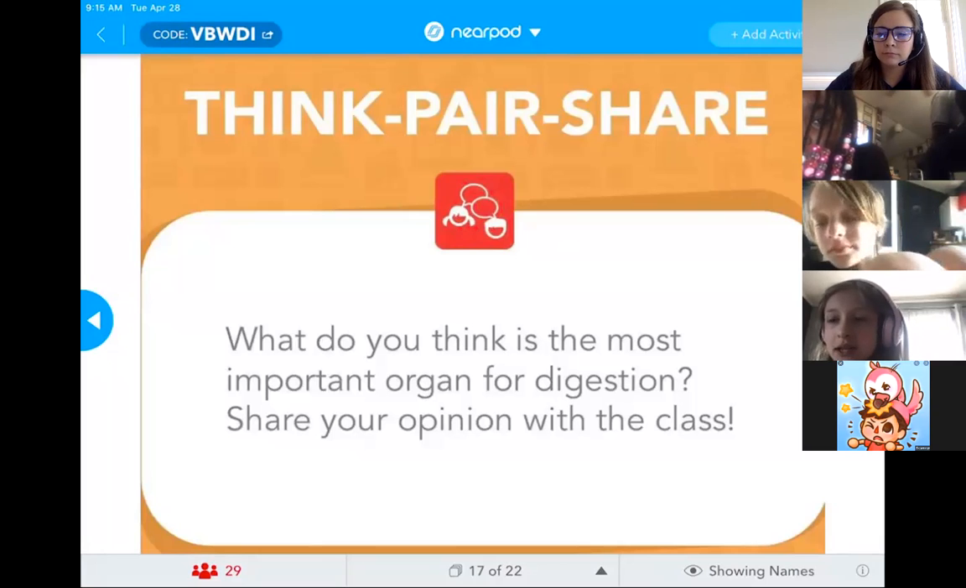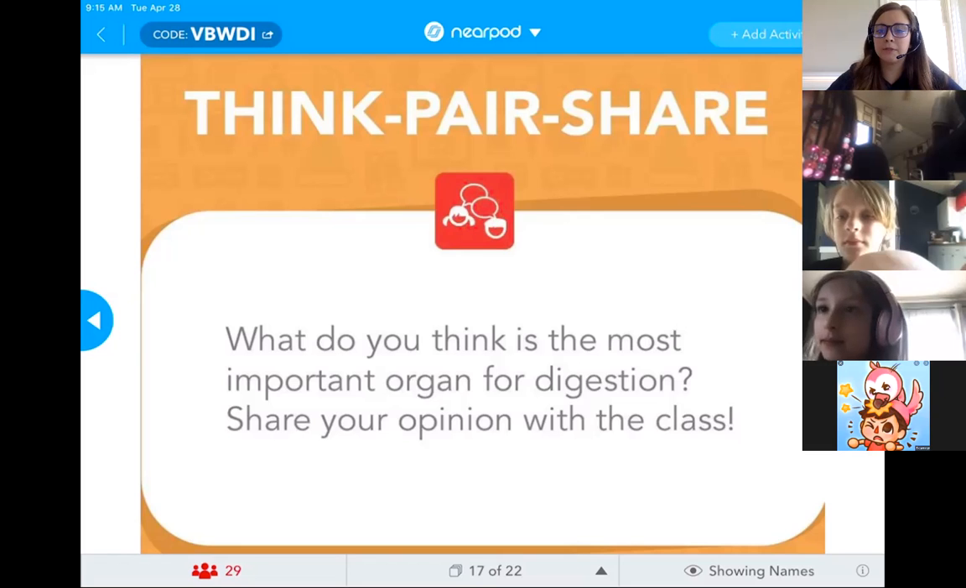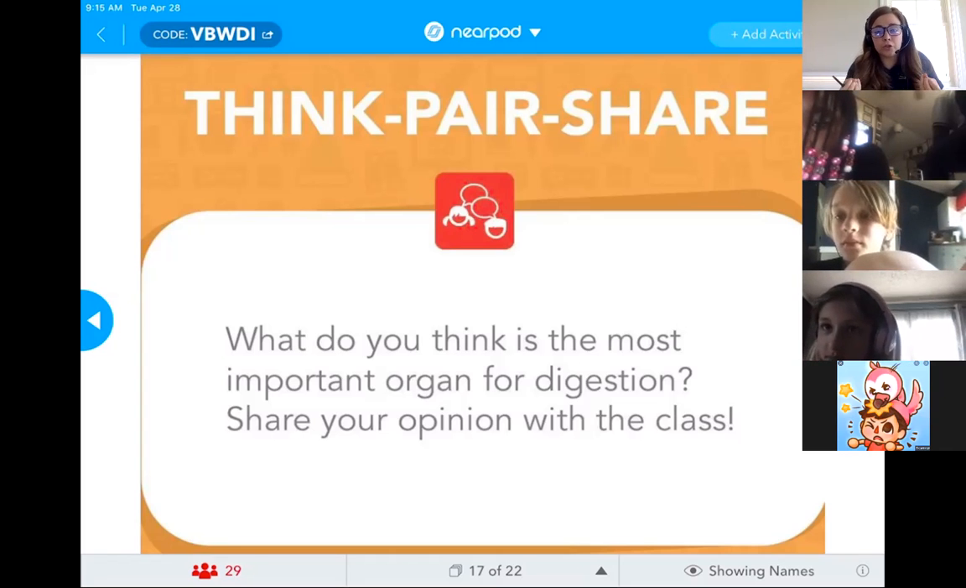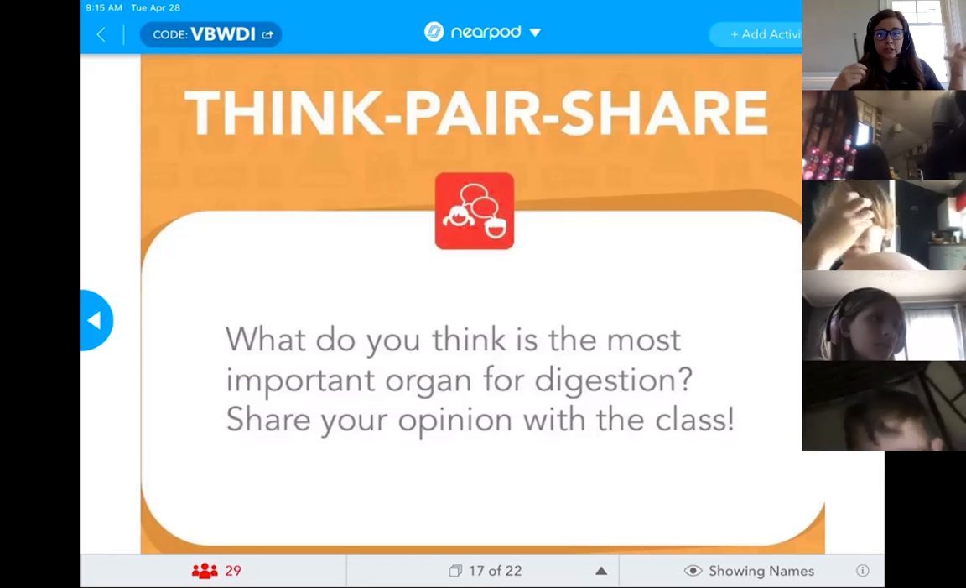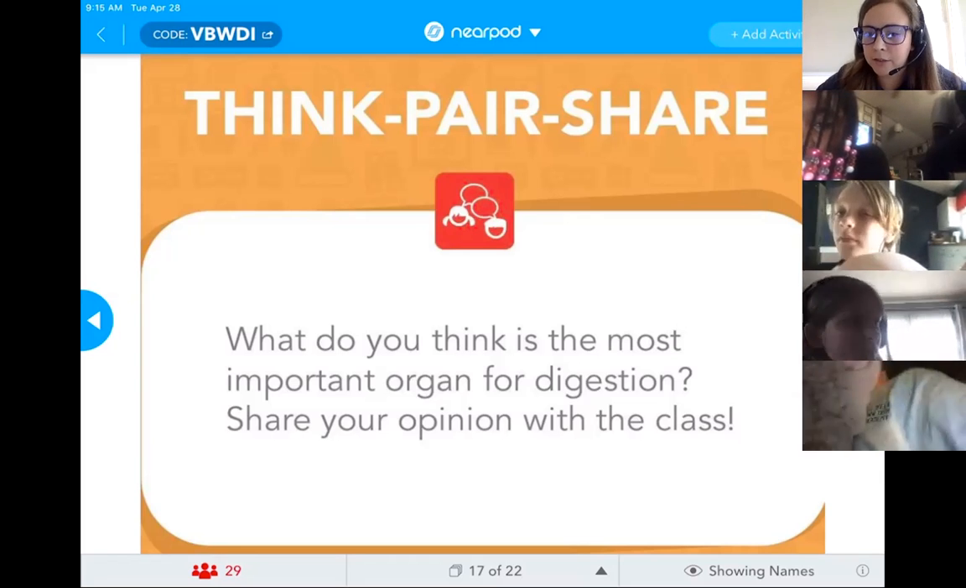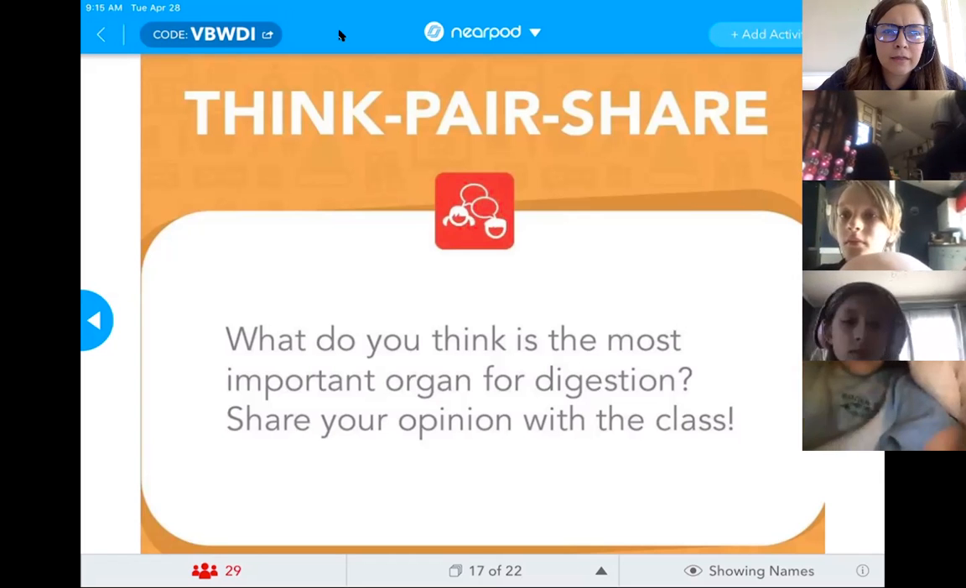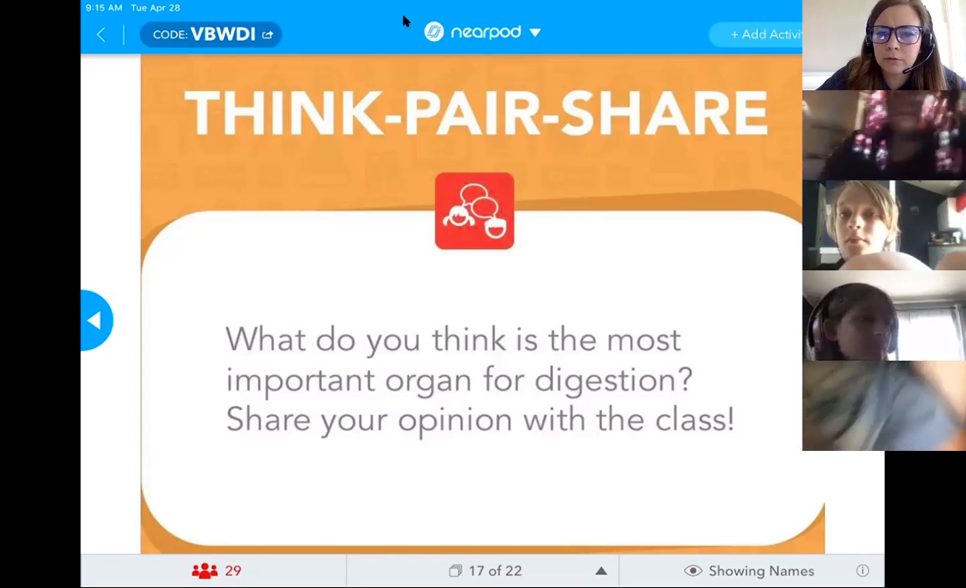The small intestines, because they get the nutrients to give the body. Absolutely. I like that you also gave some evidence to support your answer. And yes, the small intestines is what pulls the nutrients from our food and delivers it to the blood so it can be transported to the rest of the body. Excellent job.